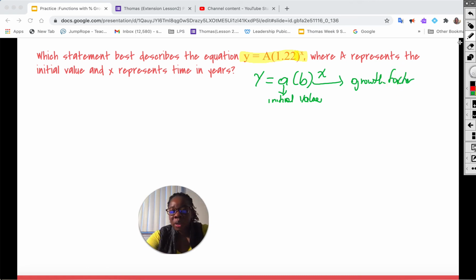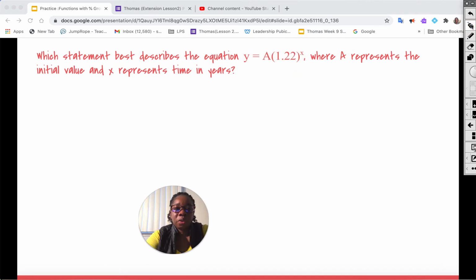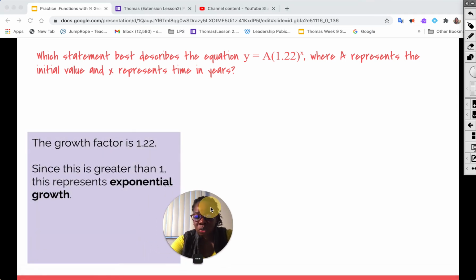So when we look at this particular equation, what are some things we know? Well, we know the a is the initial value and our growth factor is 1.22. Therefore, since our growth factor is 1.22, and 1.22 is greater than 1, this has to be an equation that represents exponential growth. So we're going to find one of the statements that refers to exponential growth.